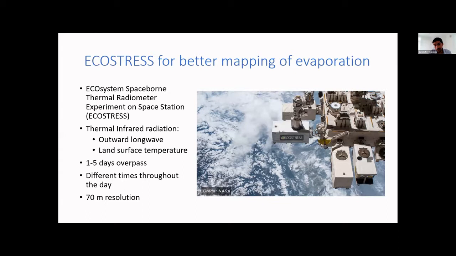So as Mallory introduced, Ecostress is a remote sensor that is allowing us to have better mapping of evaporation. It's the ECOsystem Spaceborne Thermal Radiometer Experiment on Space Station, as you can see here in the picture on the right. And it's giving us that vital thermal infrared information that gives us that outward longwave radiation and that land surface temperature that is very important for evaporation models. It has a 1 to 5 day overpass, and sometimes it can even give you images at different times throughout the same day. And it gives you information at 70-meter resolution, which is great.